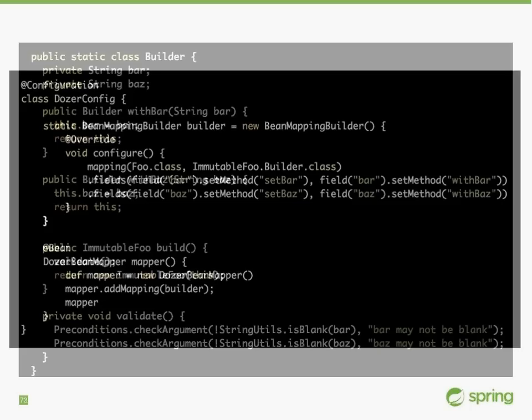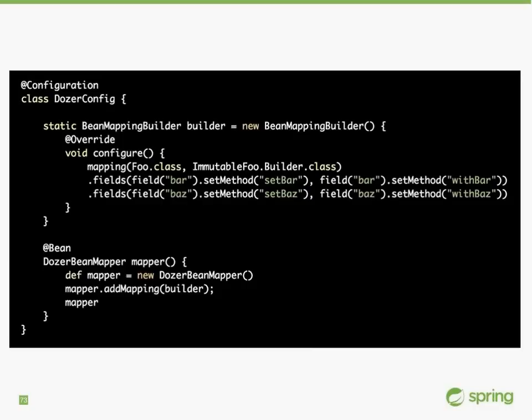So the first thing I need to do is configure Dozer. What we're looking at here is a standard Spring Java configuration class. We've annotated DozerConfig with @Configuration. We're going to create a static BeanMappingBuilder, and we're going to implement this configure method. In the configure method, we're using a basic Java DSL to create a mapping from one class to the other. So our mapping takes Foo.class as one of the elements we'd like to map, and ImmutableFoo.Builder.